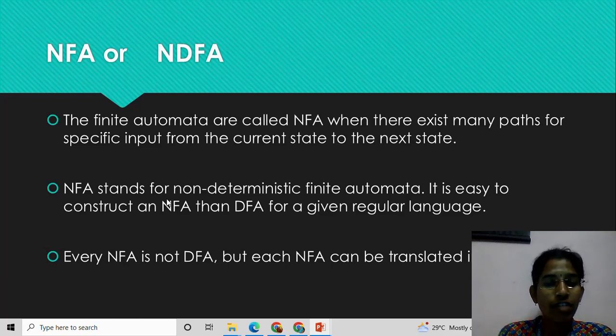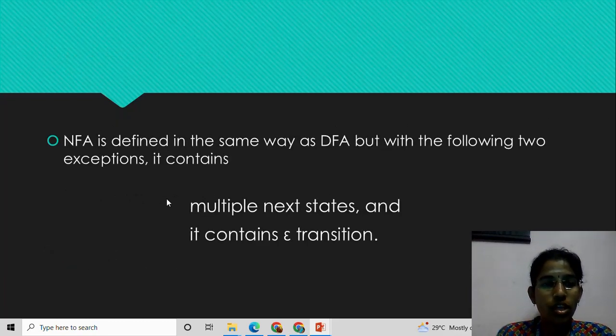Both NFA and DFA are designed for regular languages. Every NFA is not a DFA. Every NFA is not easy to convert to DFA, but each NFA can be translated into a DFA. So we can convert from NFA to DFA, but from DFA to NFA, we can't convert. So this is the definition.